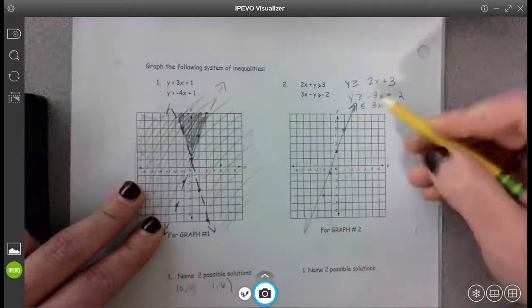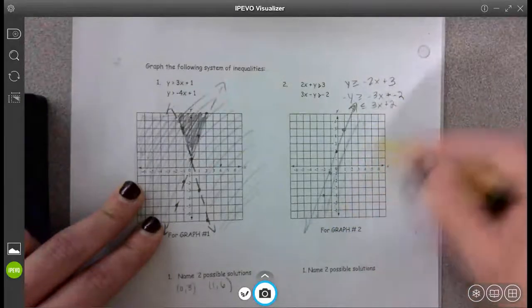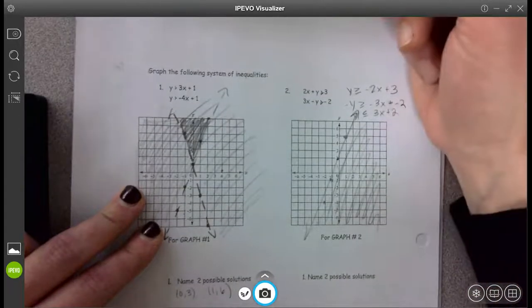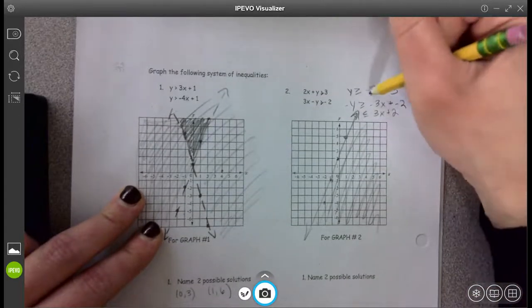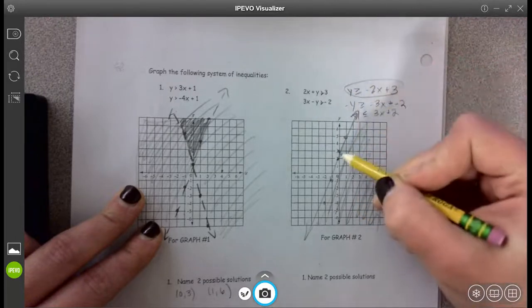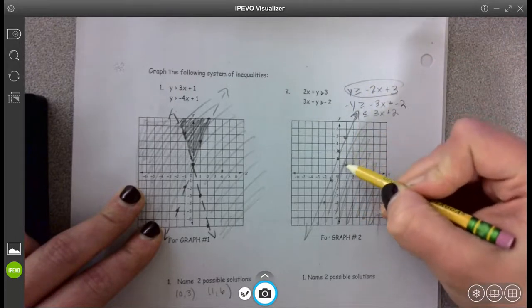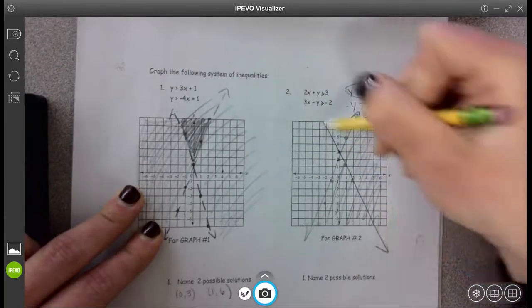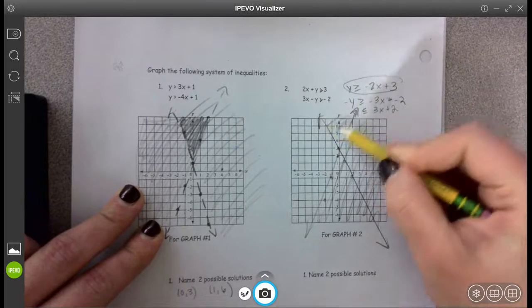Okay, so here's the line. You want to be less than. You're shading on this side. You're going to start at positive 3 and go down 1, 2 over 1. And you're greater than.